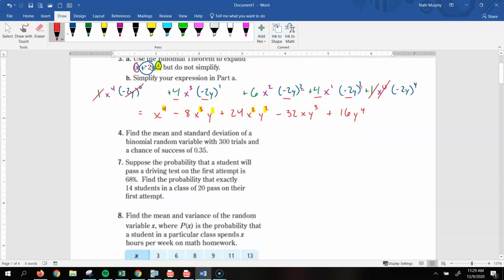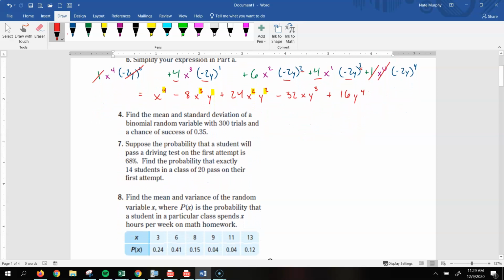All right, let's look at number 4. It says, find the mean and standard deviation of a binomial random variable with 300 trials and a chance of success of 0.35. So that means p is 0.35. And since we want to find the mean and the standard deviation, for the standard deviation, we're also going to need to know q. Q would be 1 minus 0.35, or 0.65.